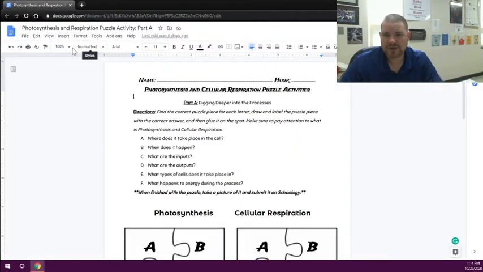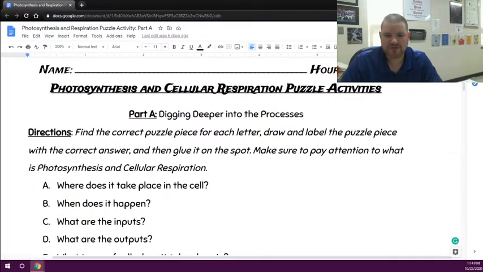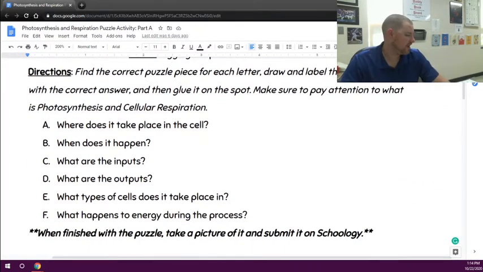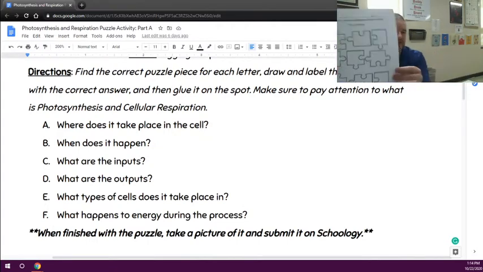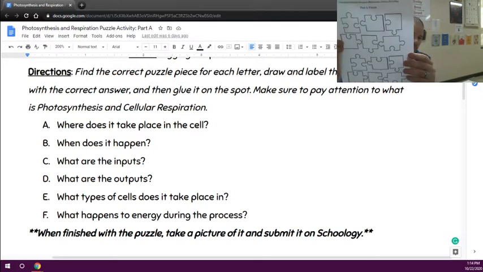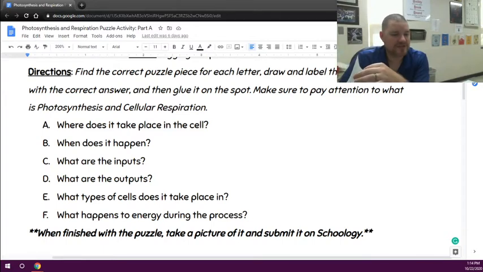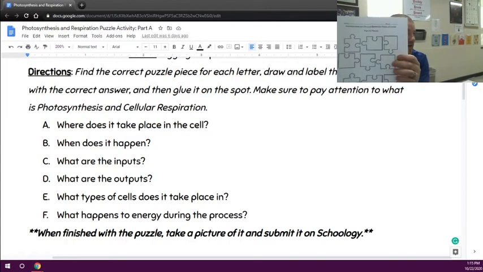Here's A. Let me increase the font so that you can see it a little easier on the video. For part A, you're going to be taking these pieces, and there are 6 of them for each of our models. So 1, 2, 3, 4, 5, 6. There's a top 6 and a bottom 6. One set of 6 is used for photosynthesis, and the other set of 6 is for respiration.